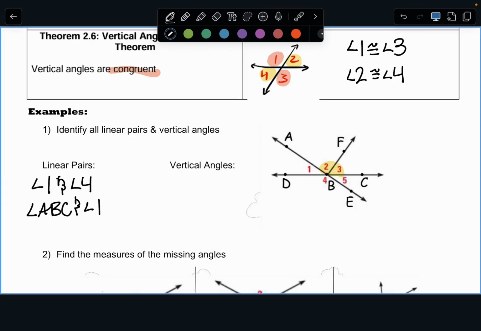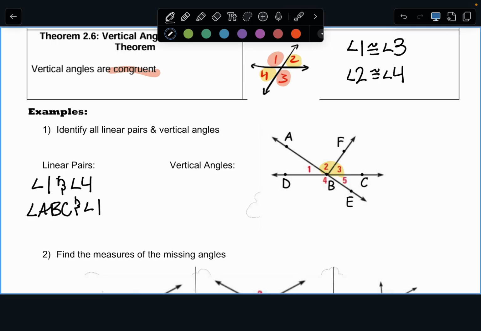Or angle ABC, this yellow angle, and angle 5. Those are also a linear pair. There's a bunch of different options here. Well, let's move on to vertical angles. Can someone name two angles that are a vertical angle?